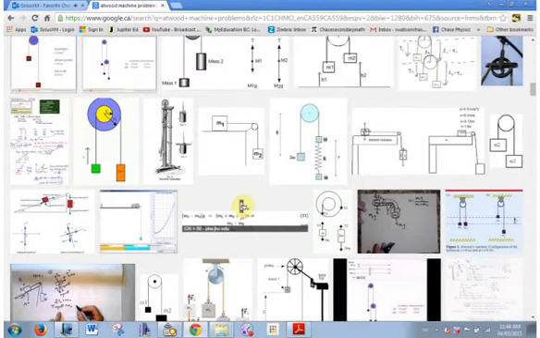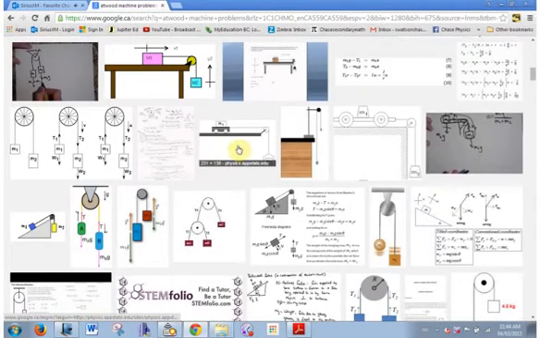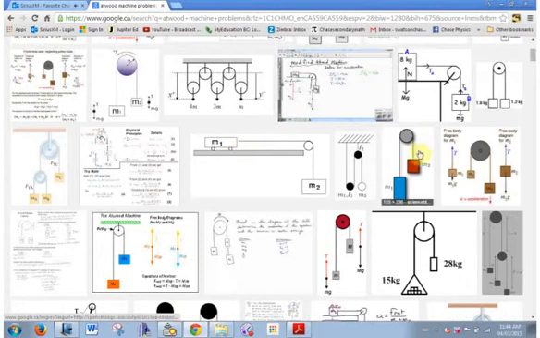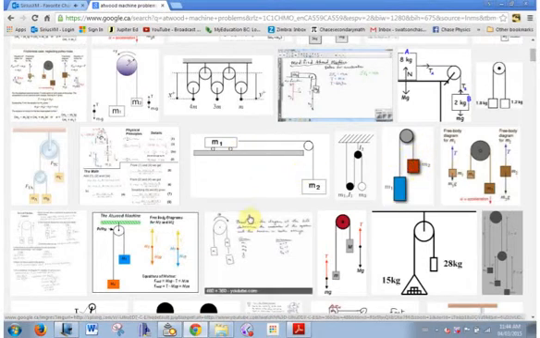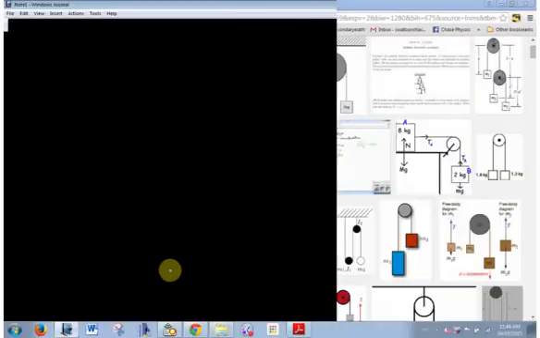Maybe. Okay, they can get quite a bit more complicated, but basically, if you want a picture of what we're doing today, that would be it right there. Okay, just two masses, one pulley, still forces, so it's still dynamics. Again, it's part 7.